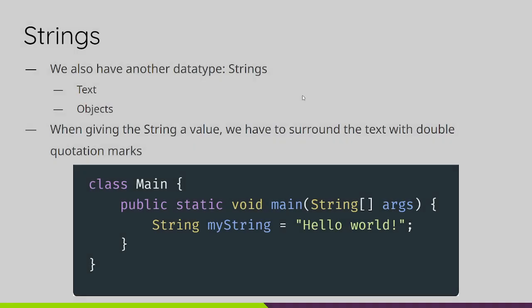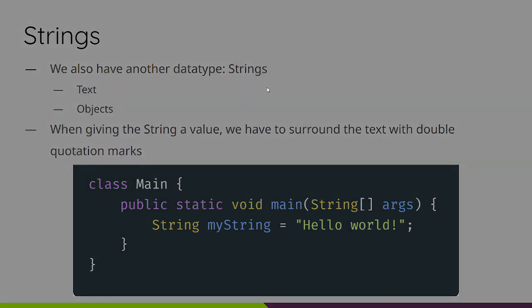Strings are used to store text, and these are objects because you have to create a string object and then set it to a variable. It's slightly different than a primitive. Primitives you don't create objects for. When creating a string, you just say string and then the name, and then after you put in the value, you have to surround the value with quotation marks.